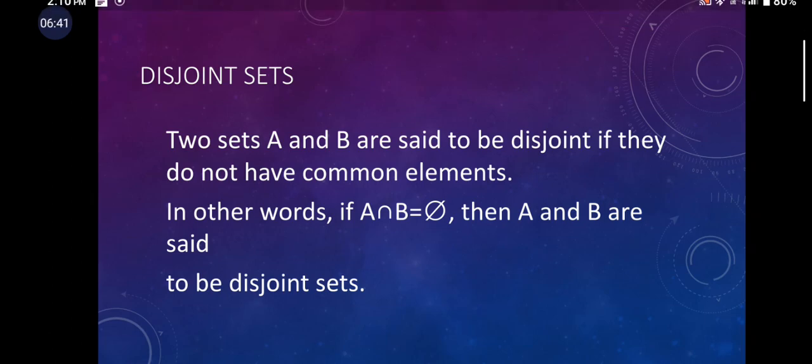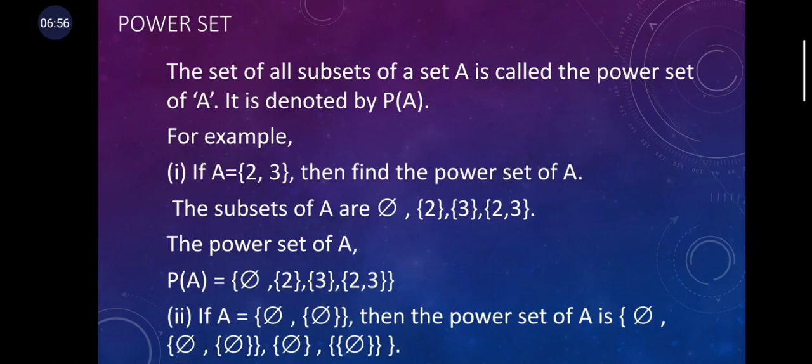Then disjoint set: two sets A and B are said to be disjoint if they have no common elements. In other words, if A intersection B is equal to the null set, then A and B are said to be disjoint sets. Power set: the set of all subsets of a set A is called the power set of A, and it is denoted by P(A).